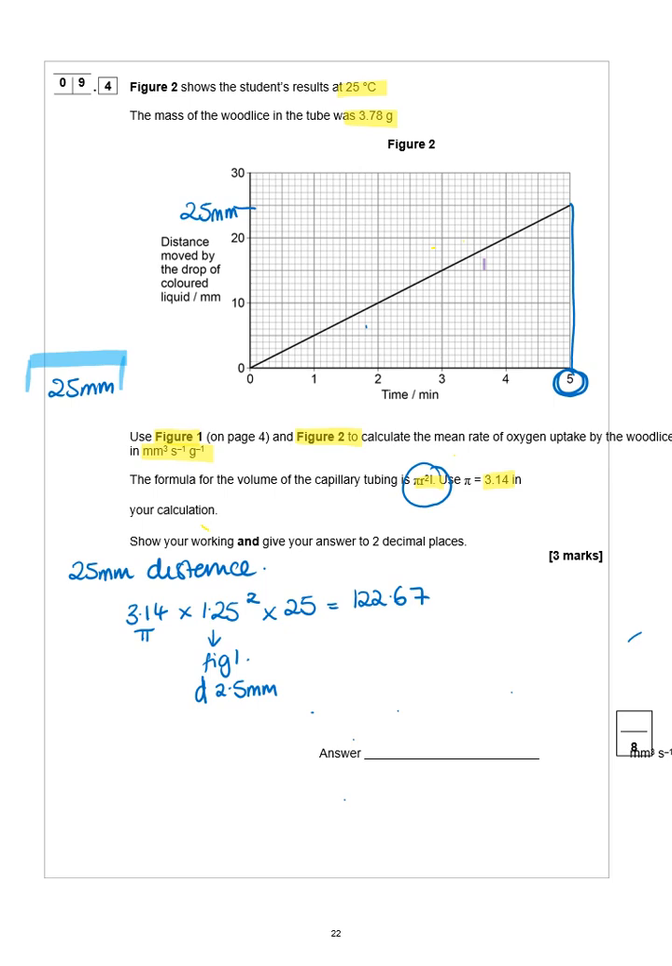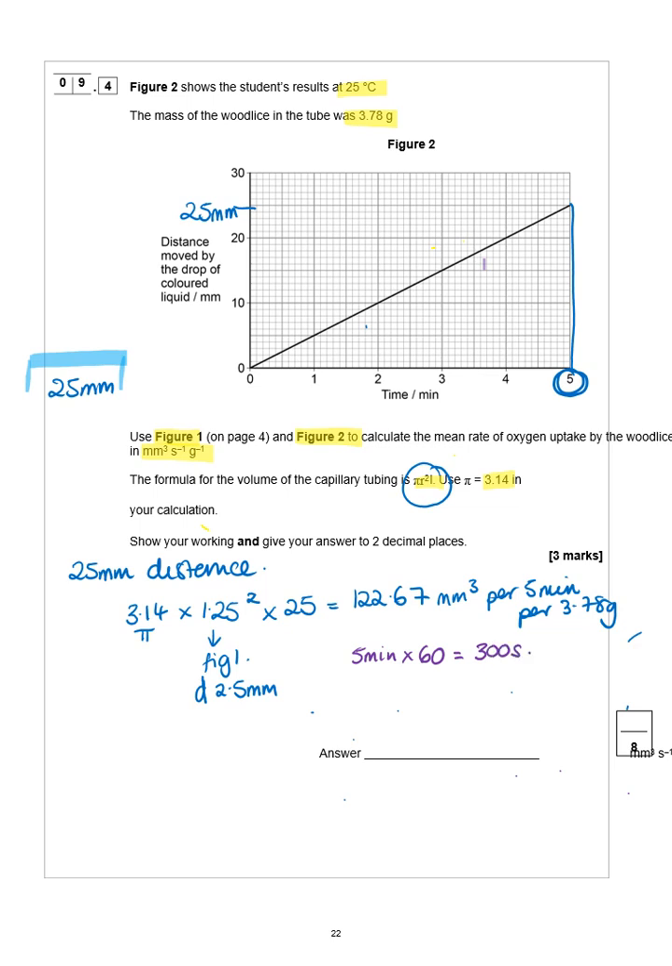122.67. But that is not per second, and that is not per gram. This is actually the millimeter cubed per 5 minutes per 3.78 grams of woodlice. And I need to make it per second. So first job, if I think about time, well, at 5 minutes, I'm going to times by 60 to put it into seconds. So that's actually 300 seconds.